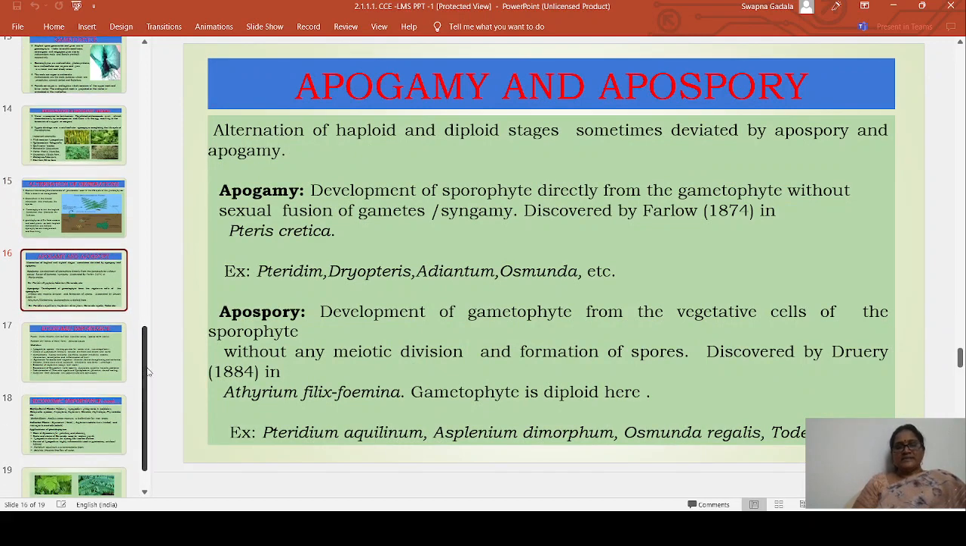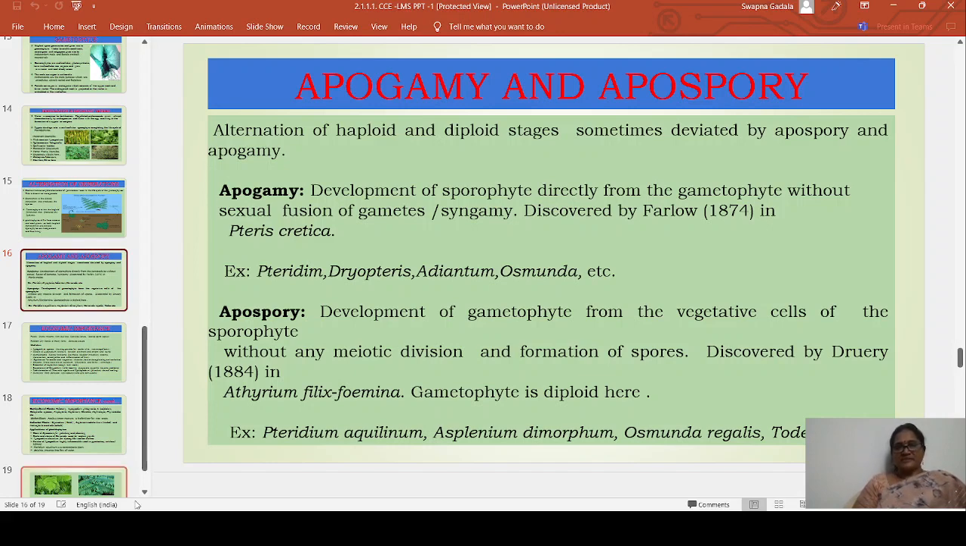Special concepts seen in the group Pteridophyta are apogamy and apospory. The alternation of the gametophyte and the sporophyte can be deviated by the processes of apogamy and apospory. Apogamy was discovered by Farlow in 1874 in Pteris cretica, and later it was reported in Pteridium, Adiantum, Osmunda like ferns. Apogamy means development of the sporophyte directly from the gametophyte without the fusion of gametes. That process is known as apogamy.